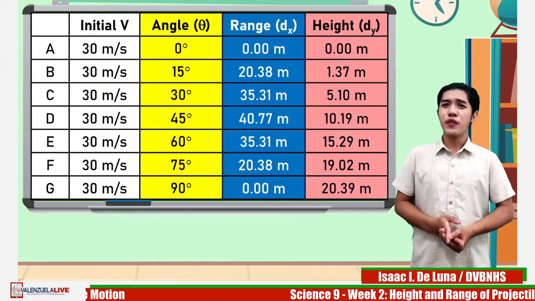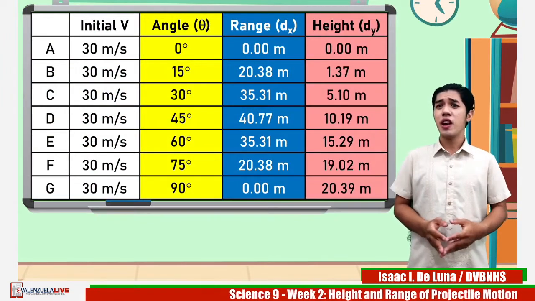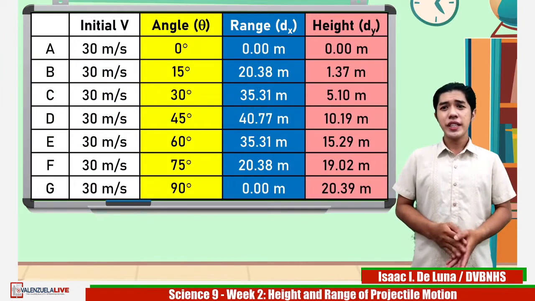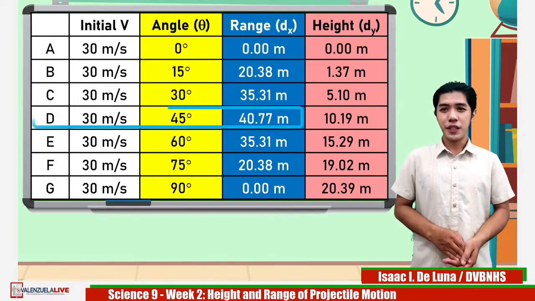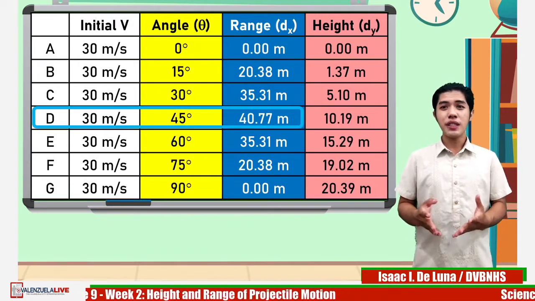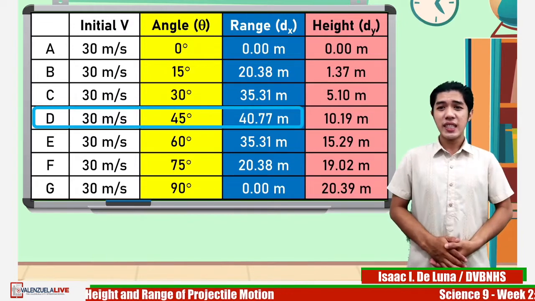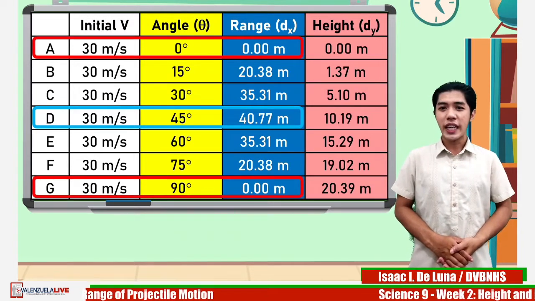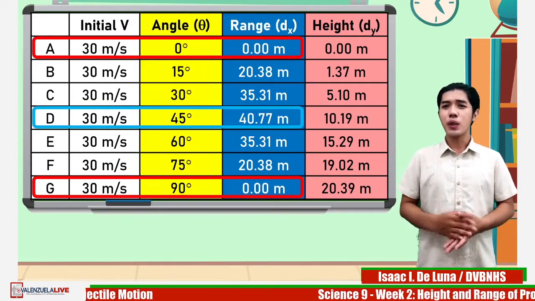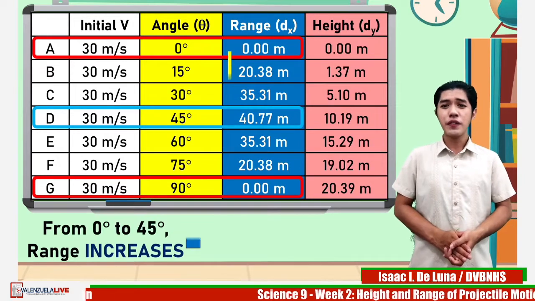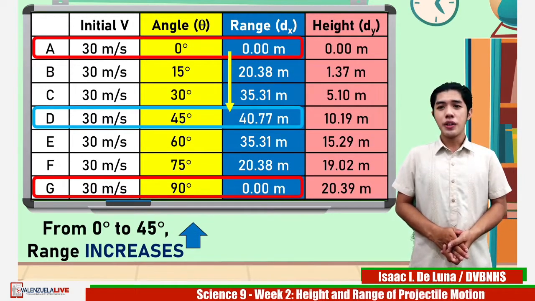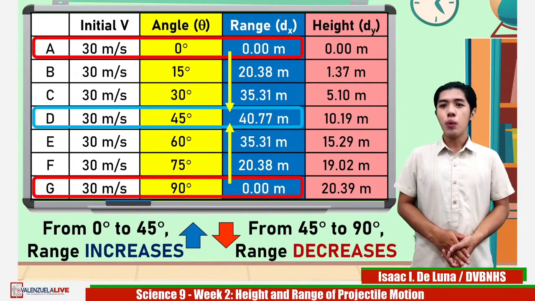With these examples, we have learned that projectiles can reach the longest range when the angle of release is 45 degrees and can reach the shortest range when the angle of release is either 0 degrees or 90 degrees. Therefore, the closer the angle of release to 45 degrees, the longer the range the projectile will travel.